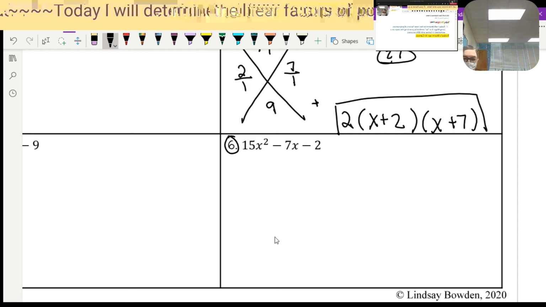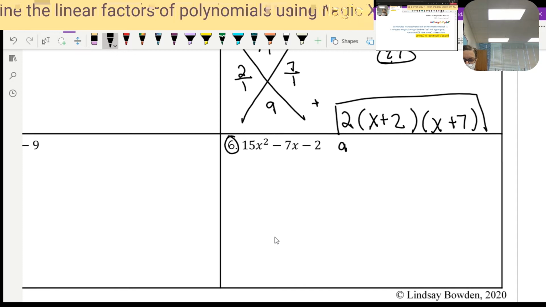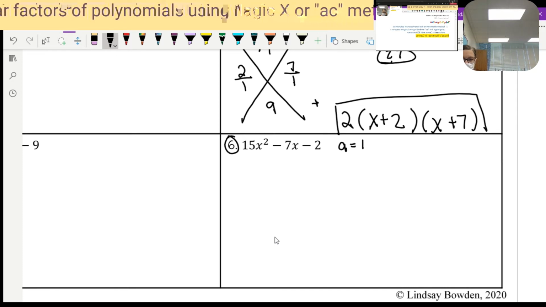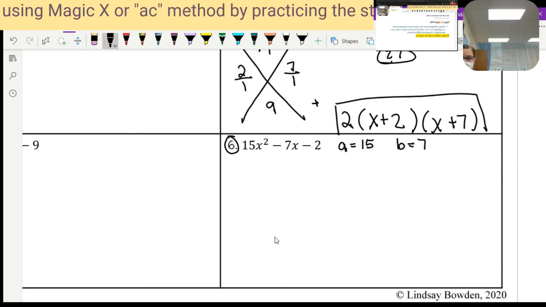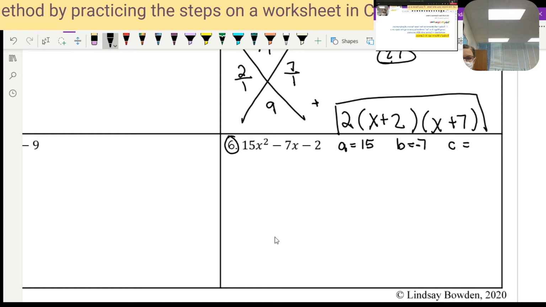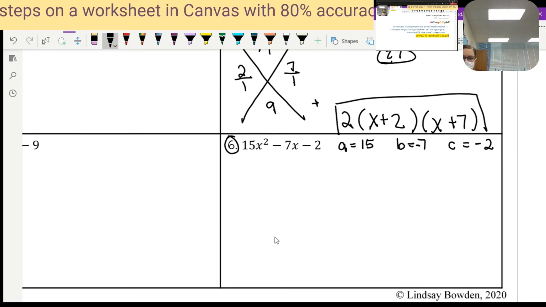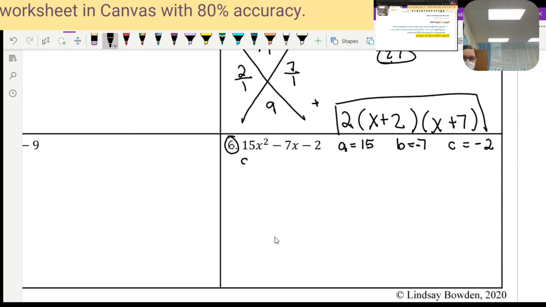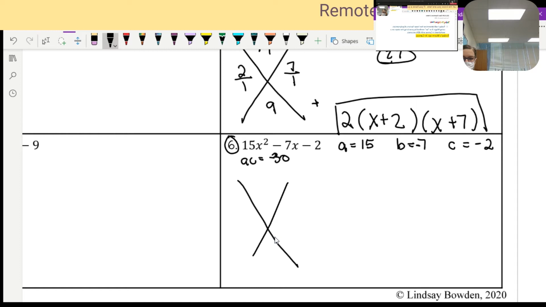So, okay, so let's do this one. We're going to identify A equals 15, B equals 7, and C equals, sorry, that's -7. Very important. And C equals -2. So AC equals -30.